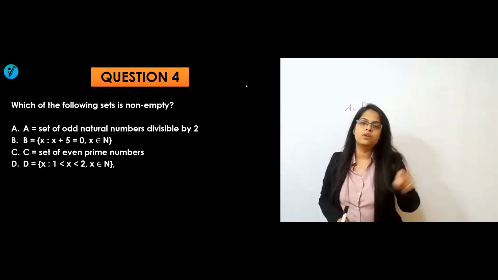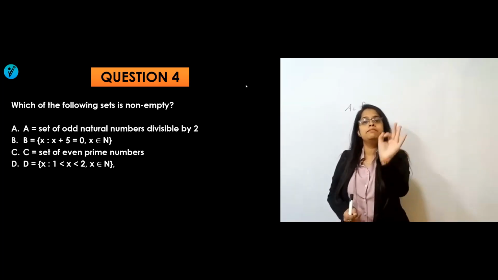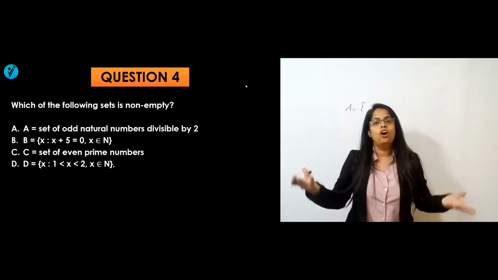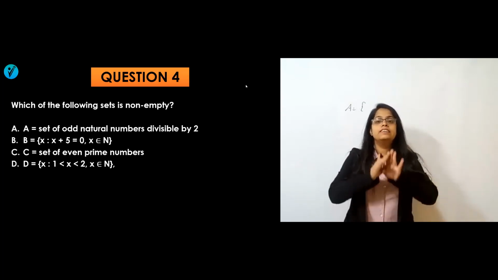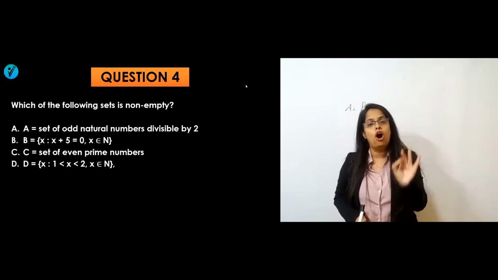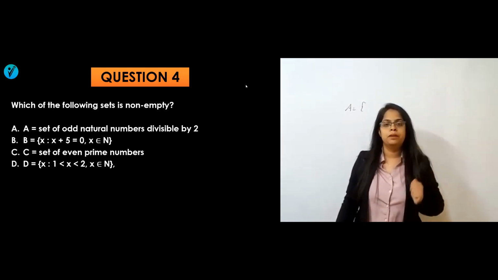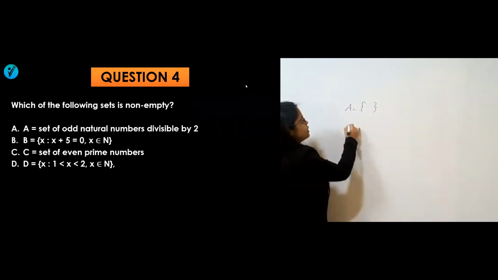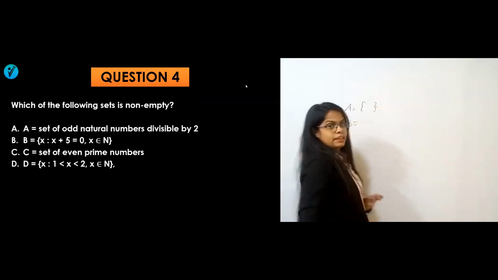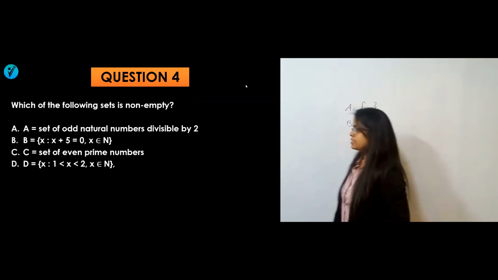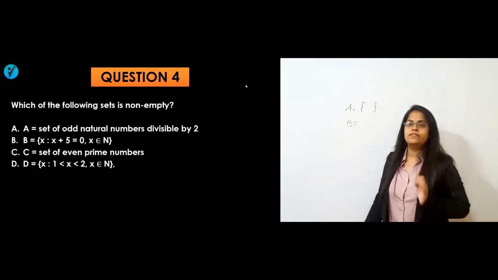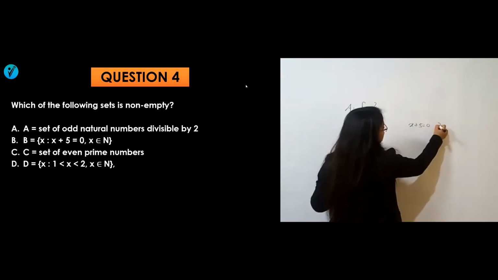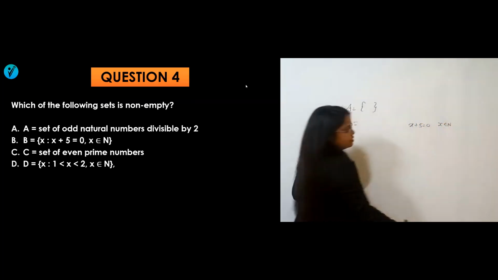Natural numbers start from 1. And divisible by 2 means all the numbers 2, 4, 6, 8, 10, all are even numbers. So there is no natural odd number which is divisible by 2. So the first set will be empty. Now set B. What is set B? x, where x plus 5 is equal to 0. They are saying that x plus 5 should be equal to 0 and x belongs to natural numbers.